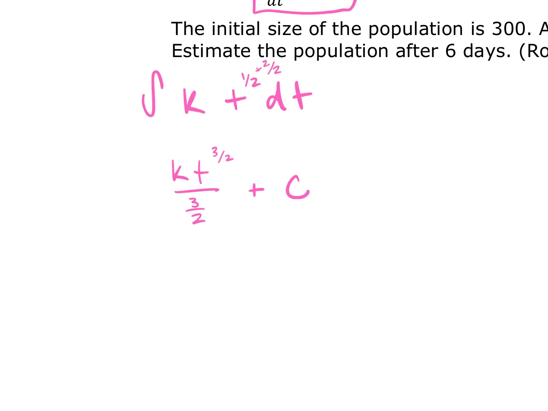Let's simplify. I'm going to keep change flip. So we get 2/3 k t to the 3/2 plus c. If you wanted to just leave the 3 in the denominator, you could call it 2k t to the 3/2 over 3. You could write it that way too. Doesn't really matter.